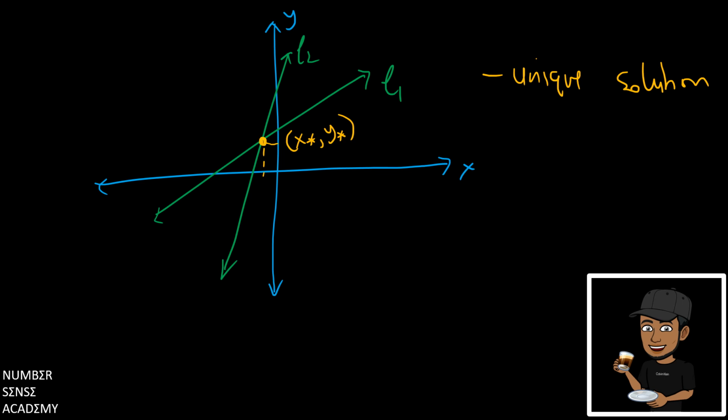Another quick example: what if you have two lines that look like this? Call this L3 and L4. These two lines meet right here. They only meet once, so it's a unique solution.